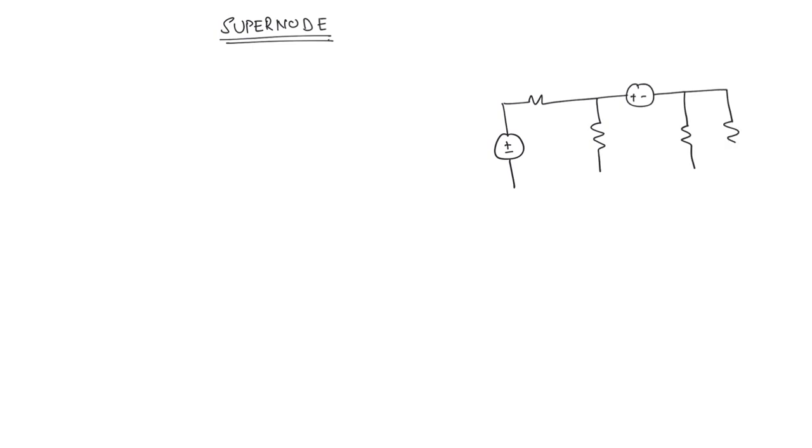So this is how to solve the super node problems. The question here is, you have a voltage source, a resistance, and here you have another resistance, and here you have a voltage source. So this is the circuit, and this is 6 volts, 14 volt, 4 ohm, 3 ohm, 2 ohm.